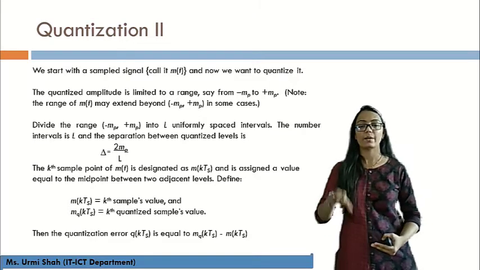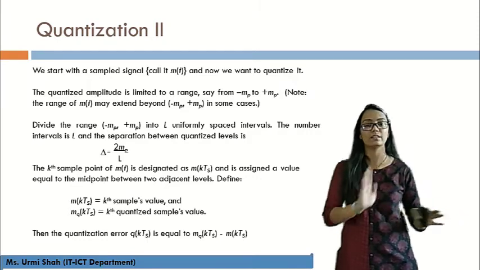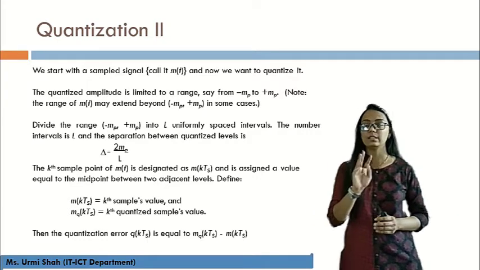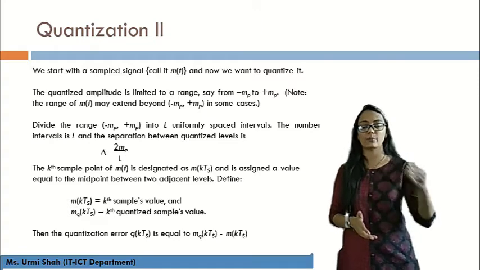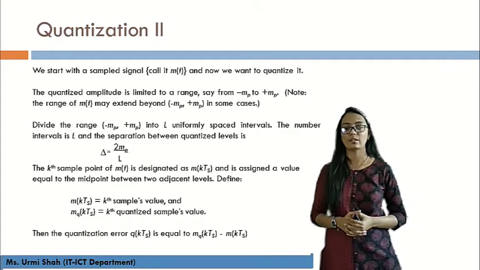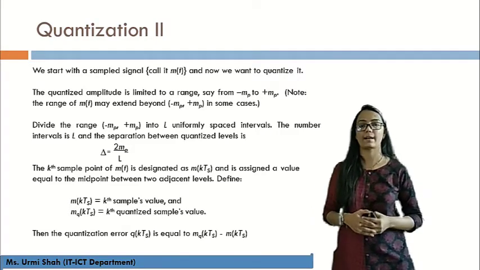Let's take an example. My range is from minus 5 to plus 5, and I am dividing it into 3 uniform sections. So my L value will be 3, as I have taken the number of intervals as L. And the separation between quantized levels will be represented in the form of delta.